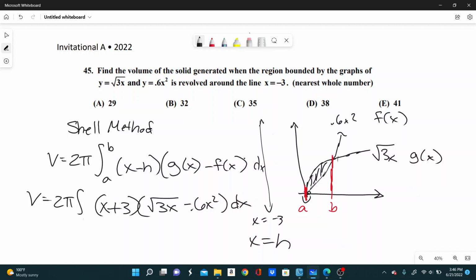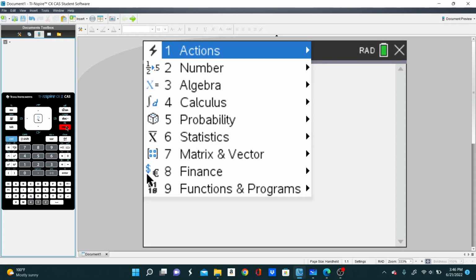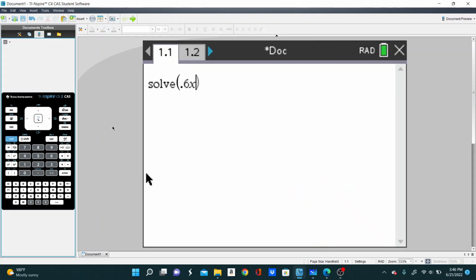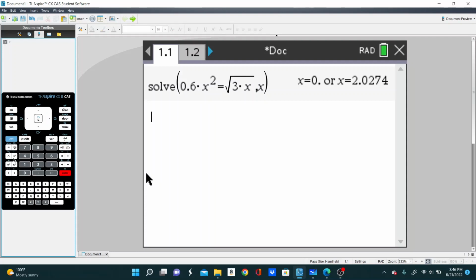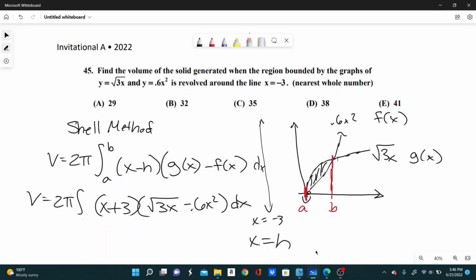So we still have to find the bounds of our integration. And the way we can do that is finding whenever these two equations are equal to each other. Notice whenever they intersect, they're going to be equal to each other. So if I get out a solver real quick, go to menu 3.1, 0.6x squared equals the square root of 3x, comma x. So our two bounds are x equals 0, which is predictable, I guess, and then x equals 2.0274. So our two bounds are 0 and 2.0274.